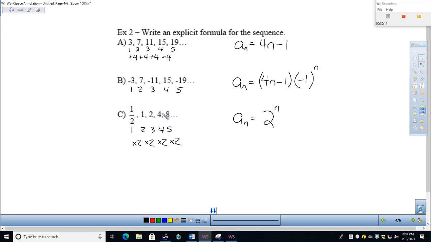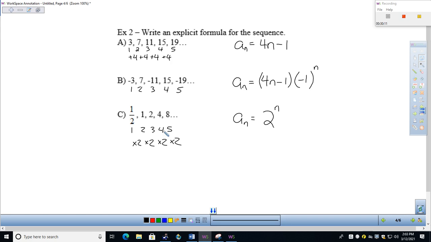2 squared is here, but that's the fourth term. 2 to the third is 8, but that's actually the fifth term. So how do I get this to match up accordingly? And again, I don't want to overstate this too much, but if you see, can I subtract 2 from these inputs? Like 5 minus 2 is 3, then I can raise it to the 2 to the third.